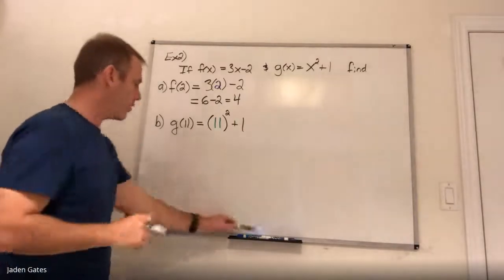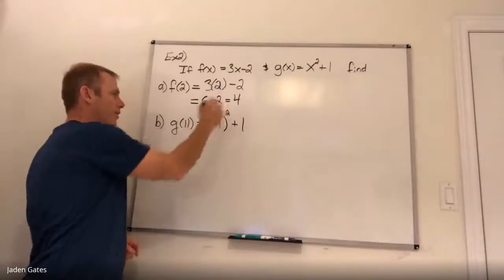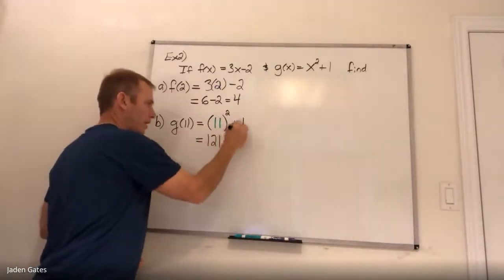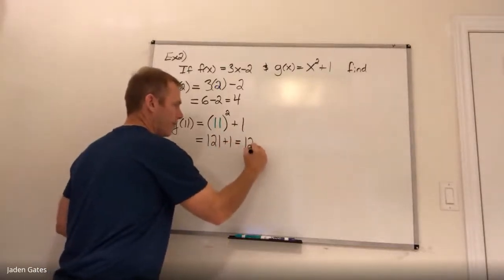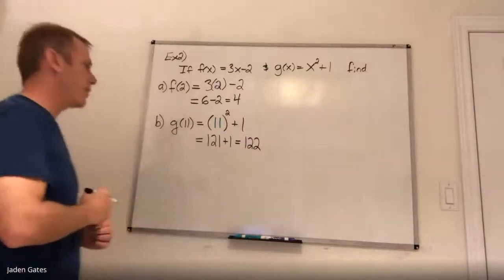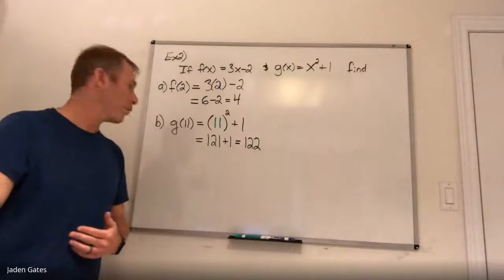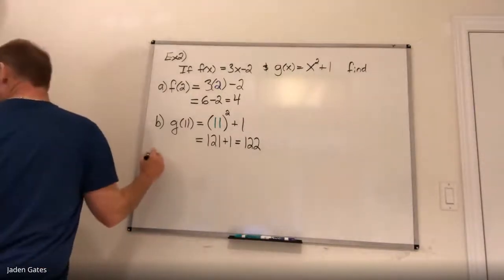All right, and so now I just do some calculations to find out what g of 11 is. I have 11 squared. I believe 11 times 11 is 121. And I have this 1 here. And so I can put those two together. And so g of 11 is 122. My x value is 11. My y value is 122. All right, C.